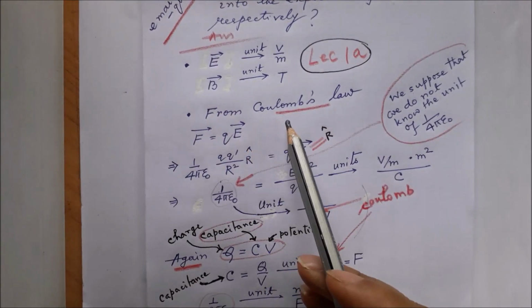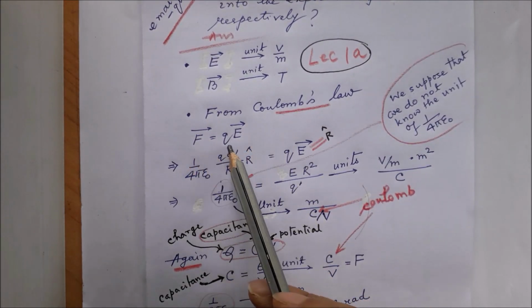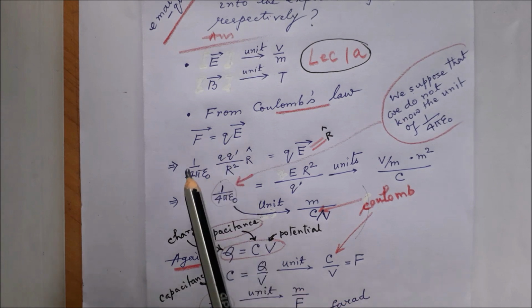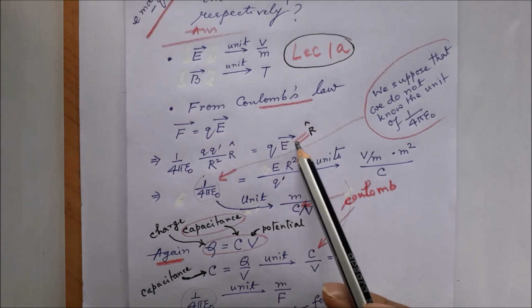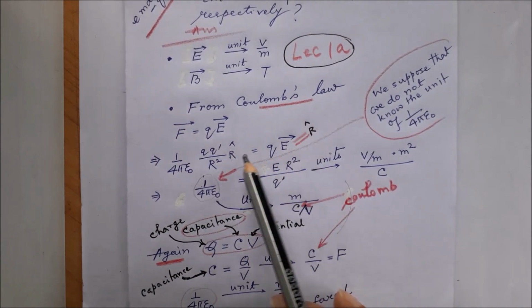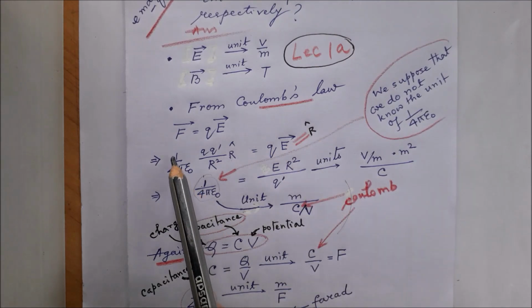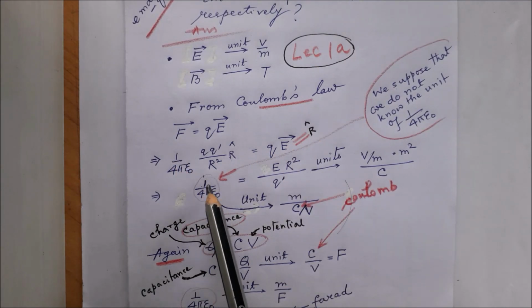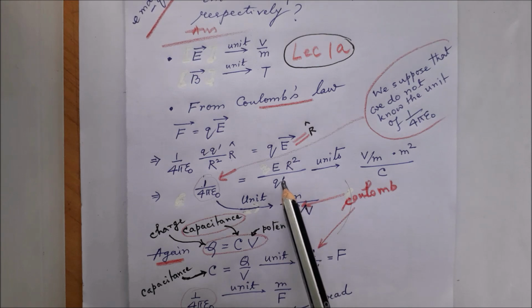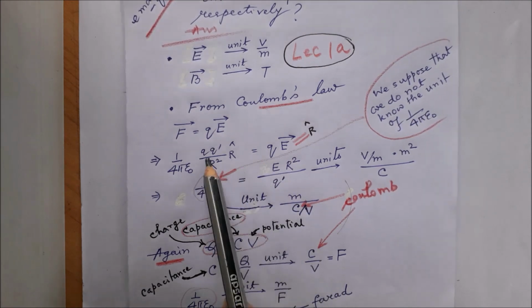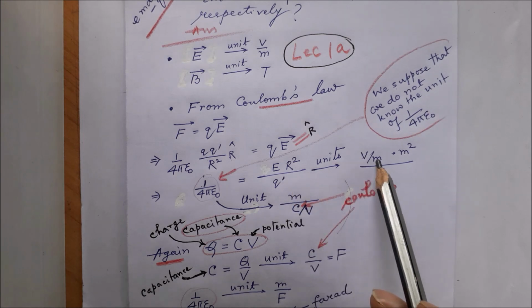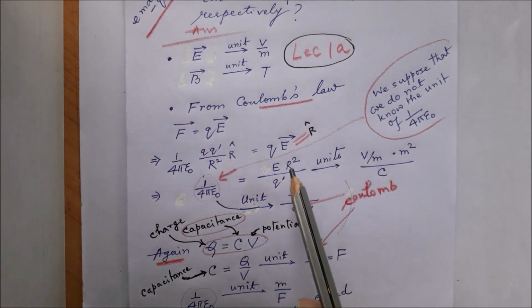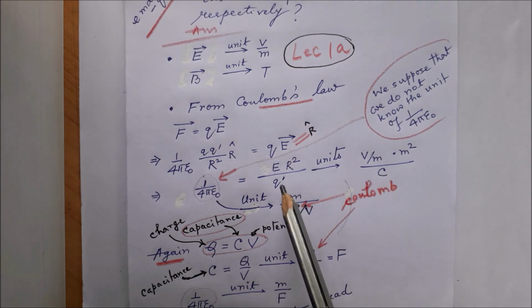Let us start with Coulomb's law first, and this is Coulomb's law. If we write down the explicit expression of vector F, we have this one, and we are not bothered about the direction of vector E, which is along r cap, so we have r cap on both sides, and therefore we have 1 by 4 pi epsilon 0 expressed as E r square by q prime. Q and q cancel out, and if you put the units, we end up with volt per meter for E, meter square for r square, and coulomb for q prime.